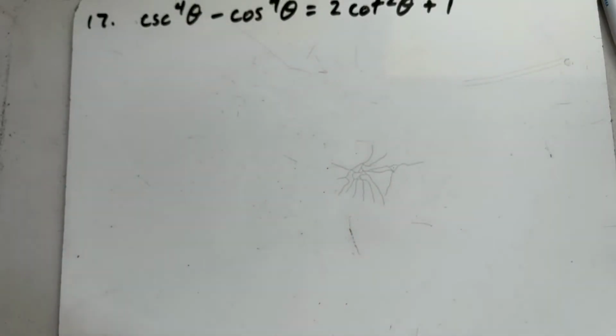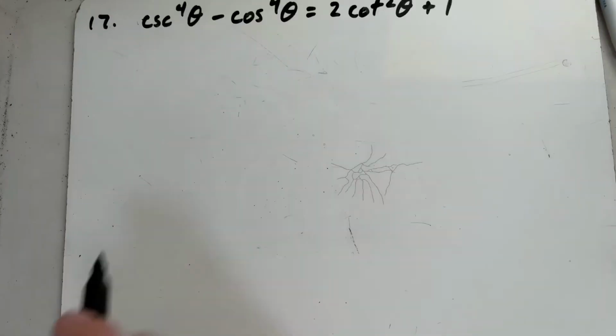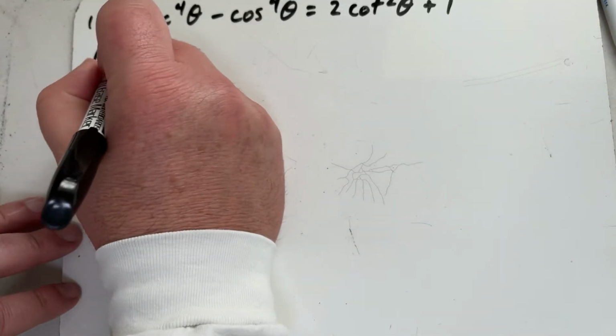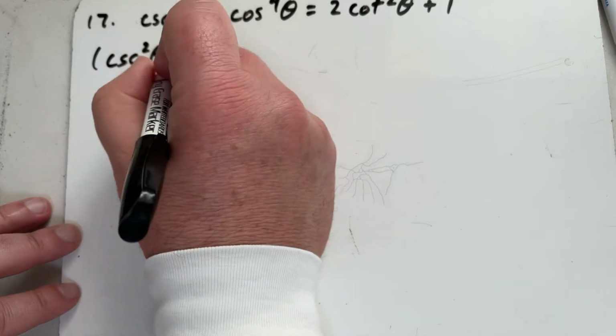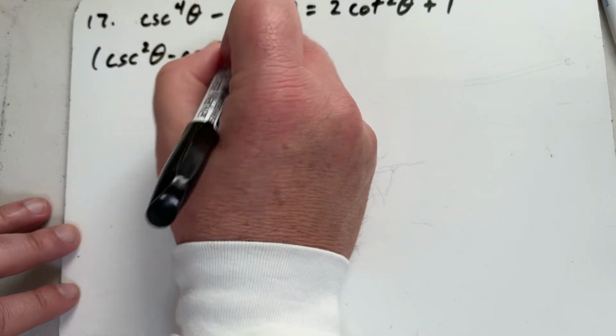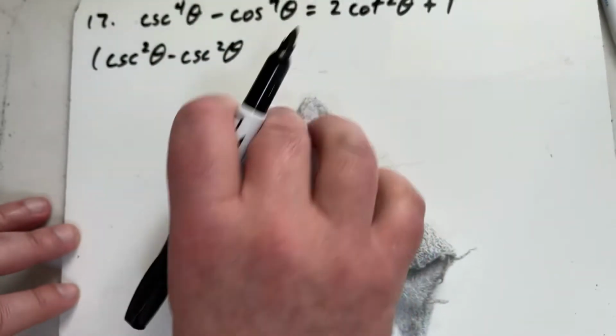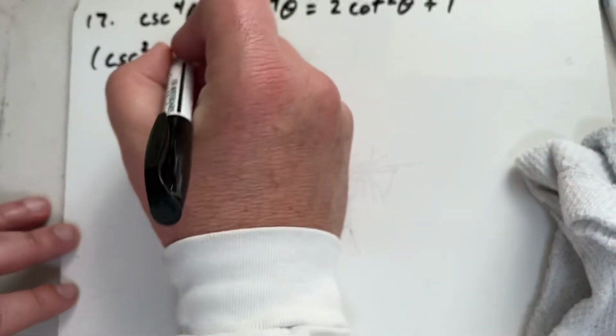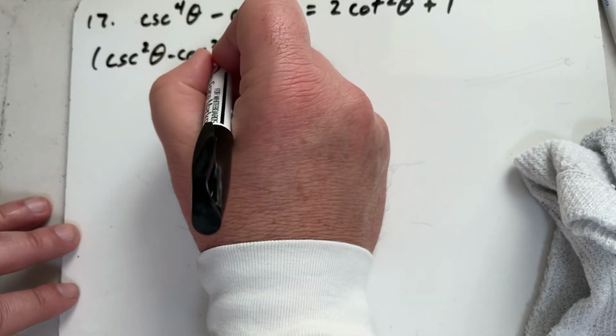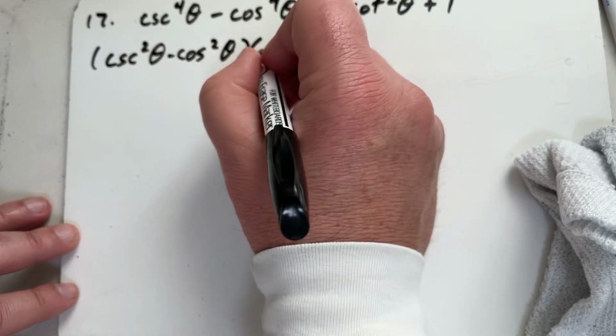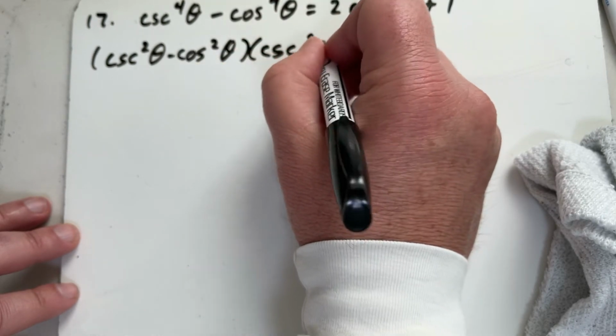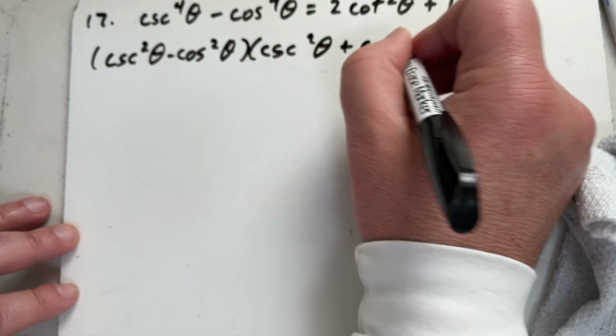Just like what was that number? Number 14. Cosine squared minus cosecant squared. Not cosecant, it's cosine. Cosine squared. And cosecant squared plus cosine squared.